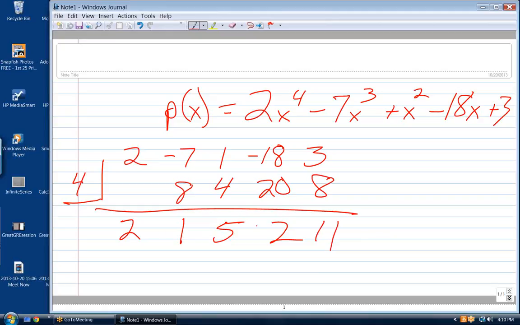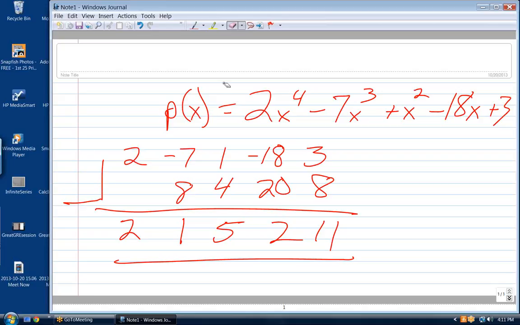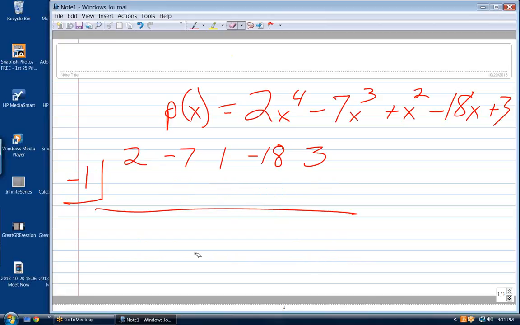Since each of these answers has a positive sign in front of it, it means 4 is an upper bound. Okay. If it's alternating, it's a lower bound. So he said prove that 4 is an upper bound. This proves it. Now let's prove, what was the other one? -1. So to prove that -1 is a lower bound, we need to produce an answer that alternates.